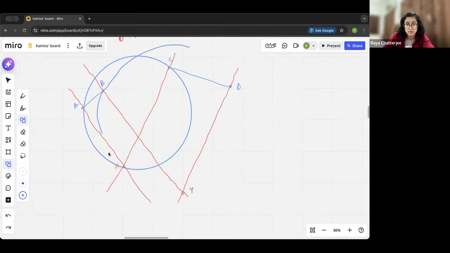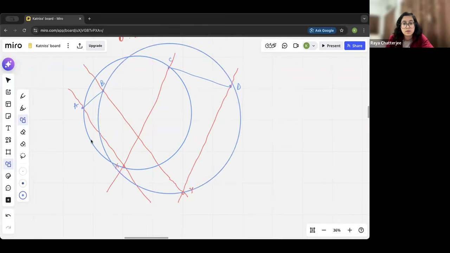Wow, it didn't even render as a circle. One sec, let me check. Yeah, this is probably it.